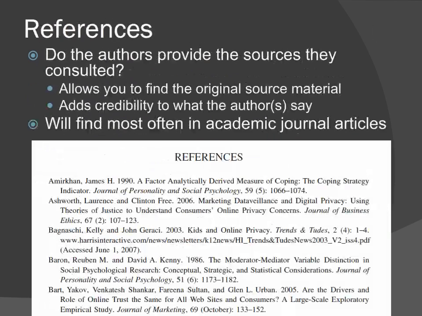Look to see if the database article has a reference page. This is a list of sources the authors consulted. A references page allows you to find the original source material, and it adds credibility to what the authors say in the text of the article. You will most often find a reference page in academic journal articles.